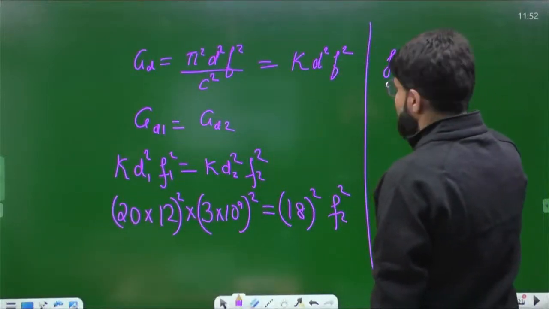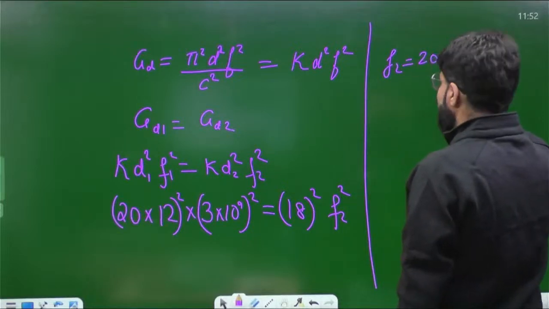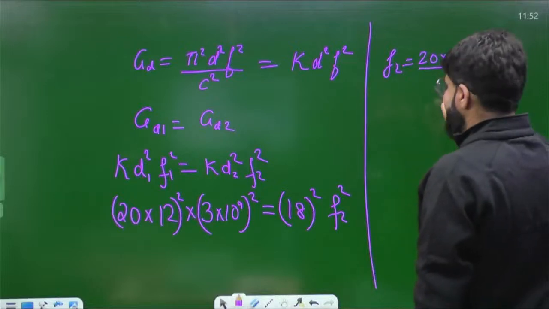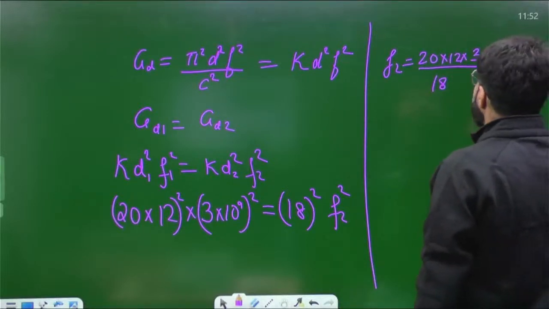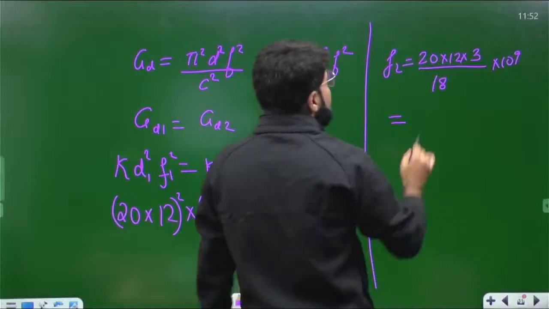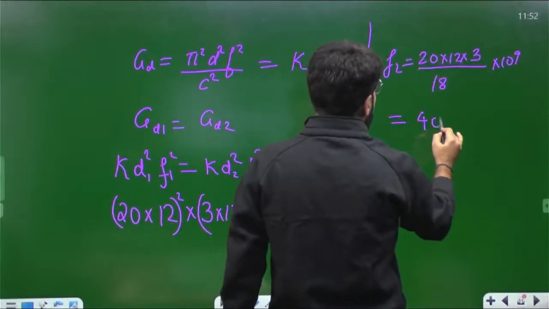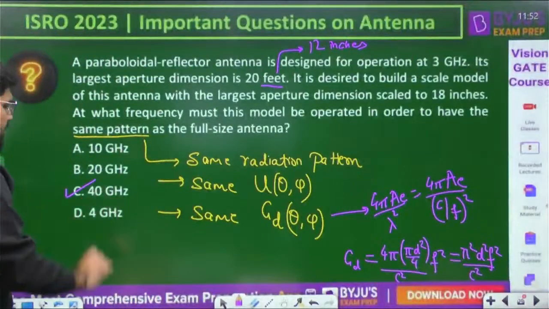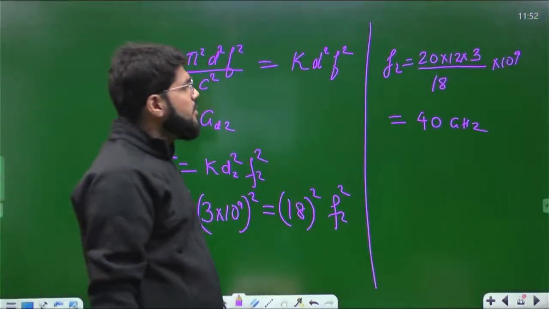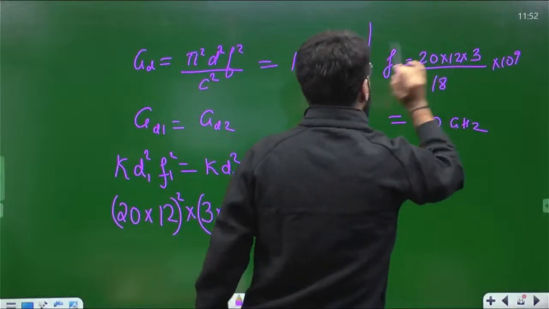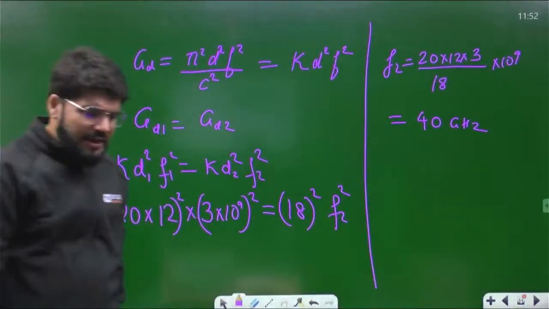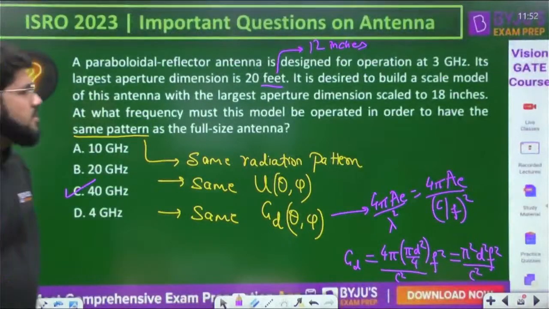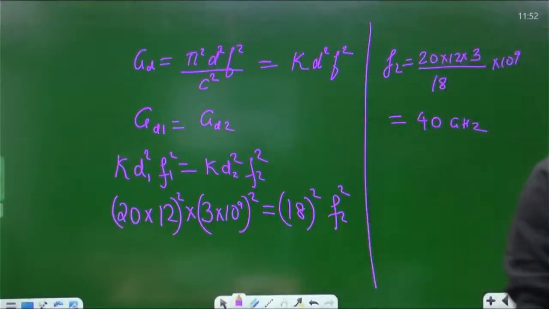So what should be the value of F2? 20 into 12 multiplied by 3, divided by 18, and 10 power 9 for giga will be separate. So 36 by 18 is 2, 40. It should be 40 giga. Option number C, just check out the calculations once. It is going to be 40 gigahertz. Done, okay?